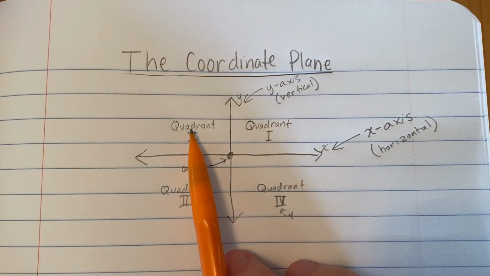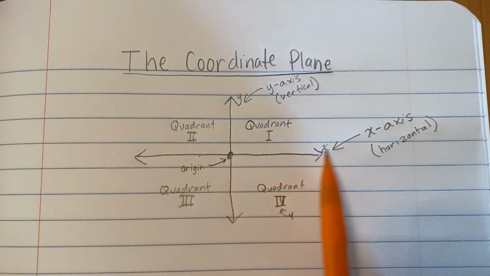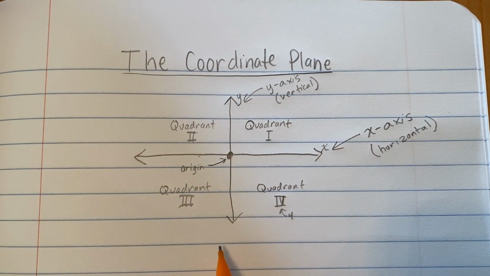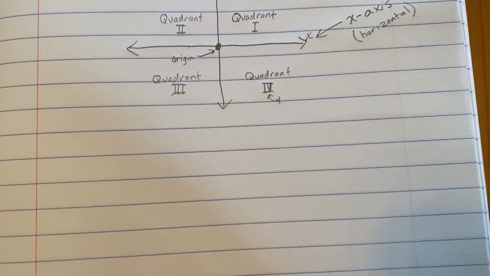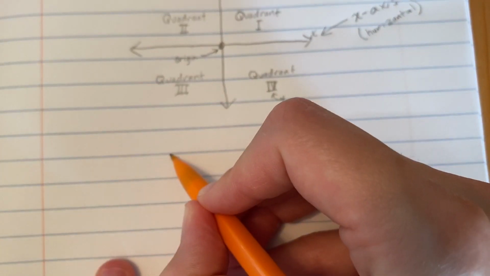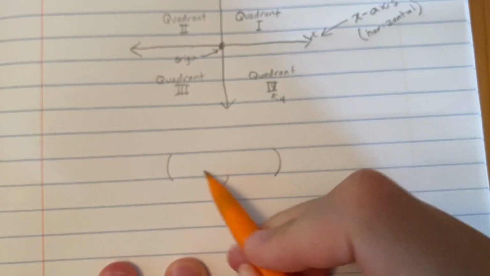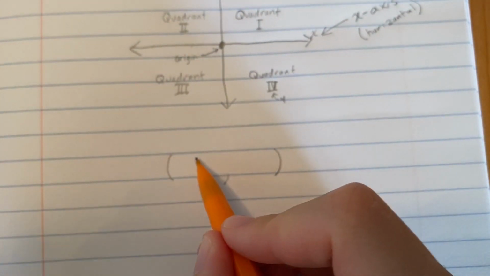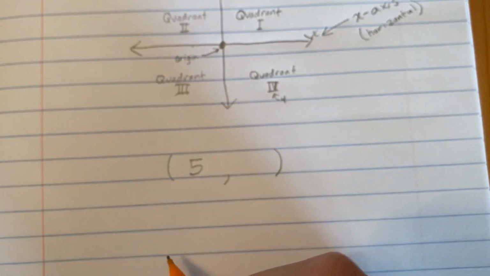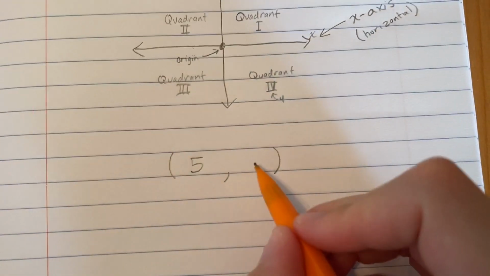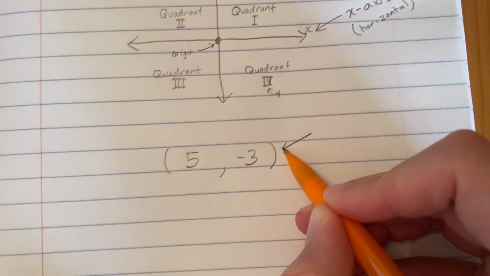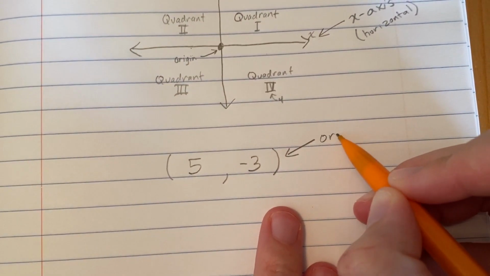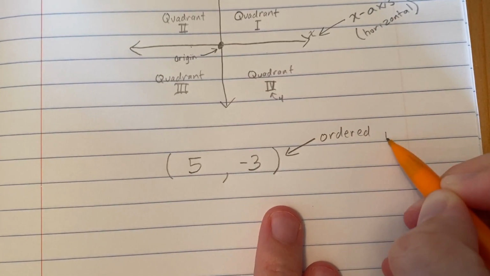This is quadrant 1, quadrant 2, quadrant 3, quadrant 4, the x-axis, the y-axis, and the origin. Okay, now when we're working with the coordinate plane, what we usually see is a pair of numbers like this, where there's a number right here. Let's just make, for example, let's say this is a 5. And then there's a number right here. Let's say it's a -3. When you have a number like this, it's called an ordered pair.